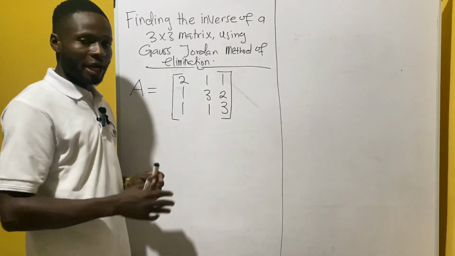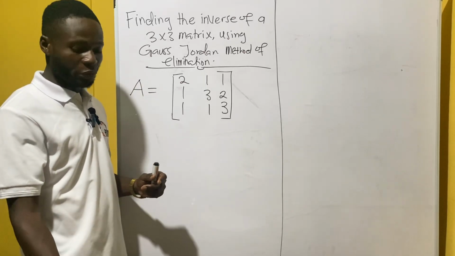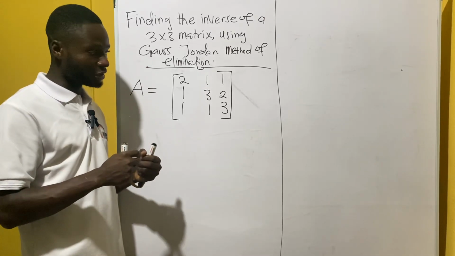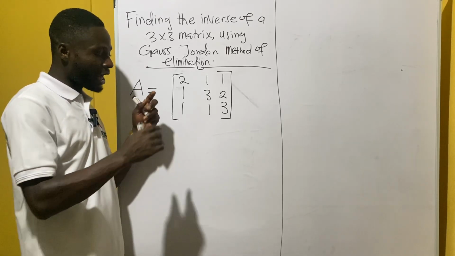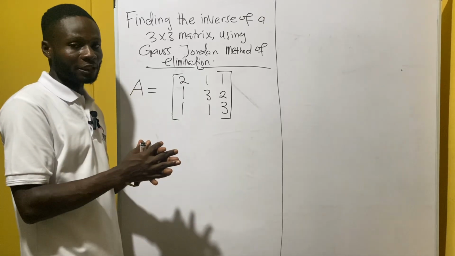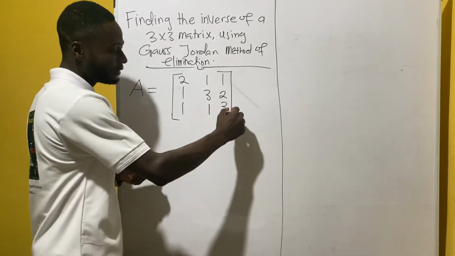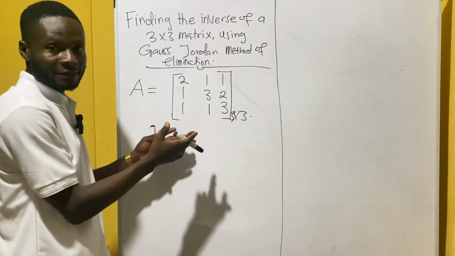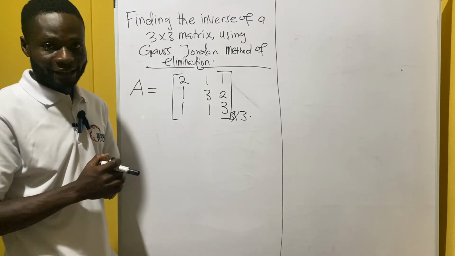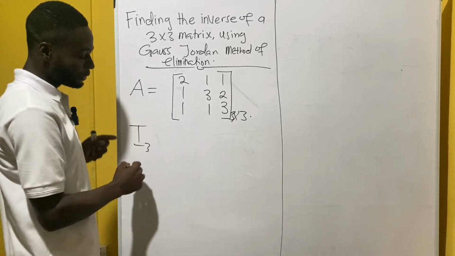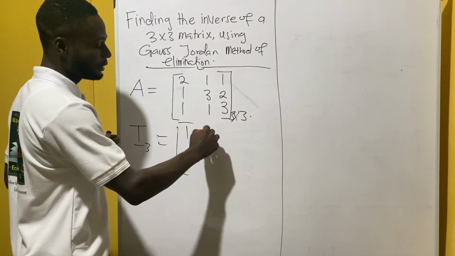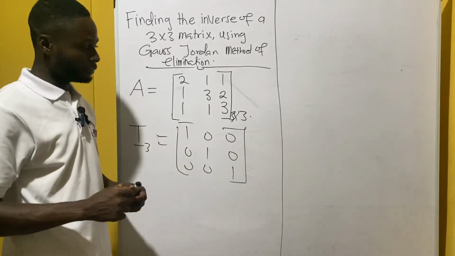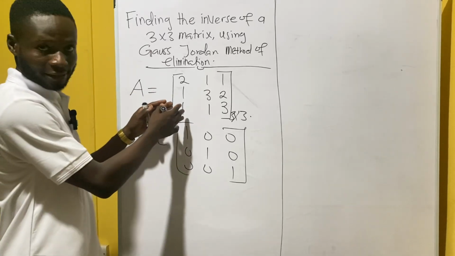First, we have to create the augmented matrix A. We augment this matrix with an identity matrix of the same size. This is a 3 by 3, so we create an augmented matrix with the identity matrix of the same size. And we know that the identity matrix, which is I3, has the elements 1, 0, 0, 0, 1, 0, 0, 0, 1. We are going to augment A with this.